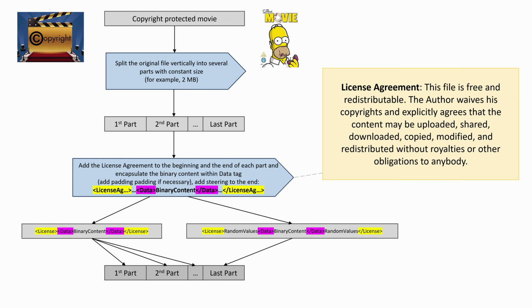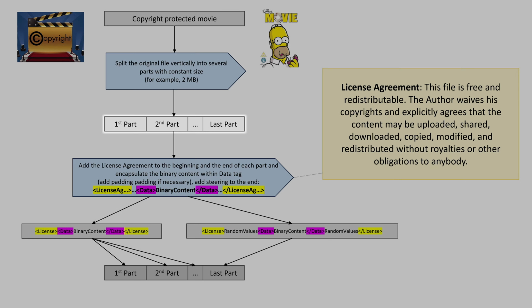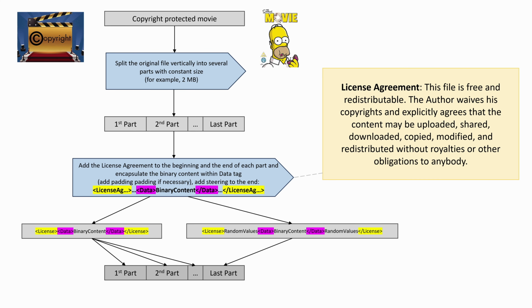Let's go through an example where we want to multidimensionalize and share a movie of size about 1 GB. For example, The Simpsons. First, we will cut the whole file vertically into 2 MB chunks. This is done mainly to take advantage of today's CPUs and GPUs. This allows us to significantly speed up the splitting process by running it in parallel.